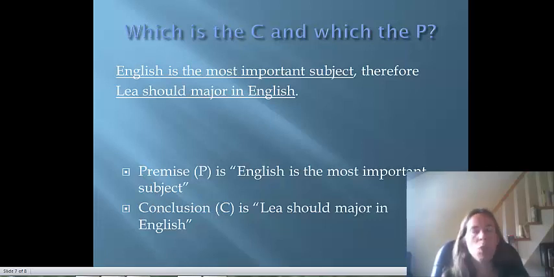There is no evidence given of why English is the most important subject. It's just a statement that we need to take for granted if we're going to accept this statement. You could substitute anything else. History is the most important subject. Philosophy is the most important subject. Biology is the most important subject, right? Each one of those is making a claim without actually proving why. If we started saying little things, like philosophy is the most important subject because it teaches you how to think logically and everybody needs to know how to think logically, you would start giving more and more reasons. But anyway, in this case, Leah should major in English is our conclusion, and the premise that's given to support that idea is that English is the most important subject.